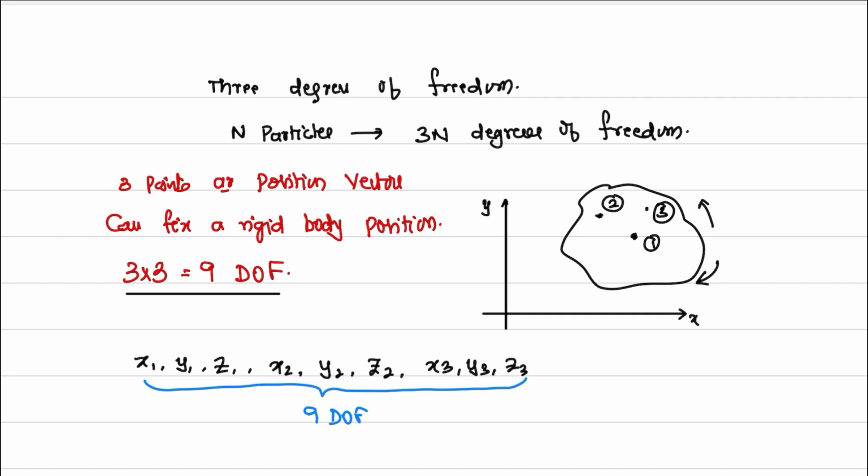Then in the second instance, I will not have freedom to choose x2. I can only choose y2 and z2. In the third instance, I will not have freedom to choose x3 and y3. I will have only z3. Therefore, the net degree of freedom is equal to 6.